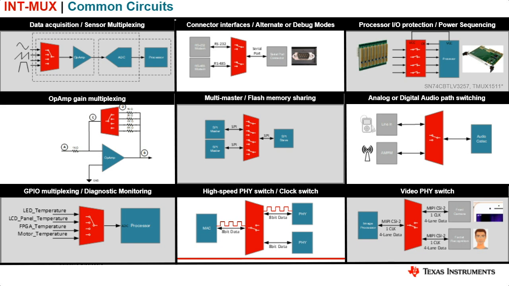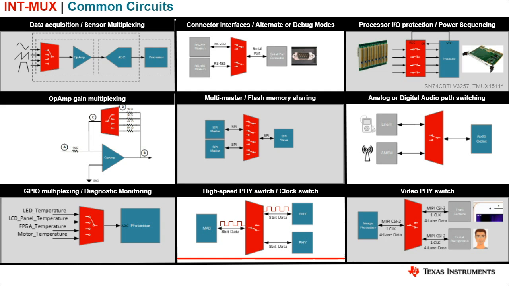In the middle right, you can use it for some audio applications. So you have two audio devices as input, outputting to an audio codec. At the bottom left, you have GPIO multiplexing. So you have multiple temperature sensors going through the multiplexer, and you can switch between them to send to the ADC, which goes to the processor.